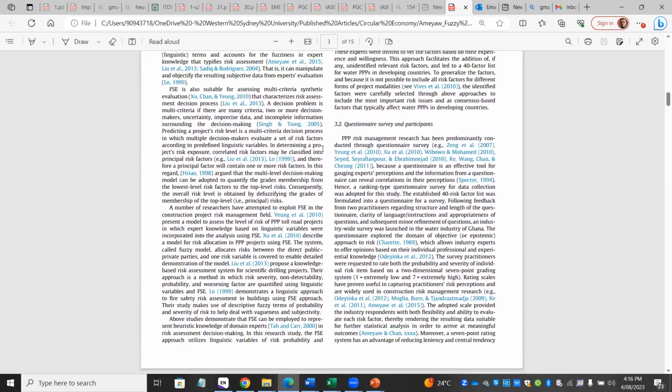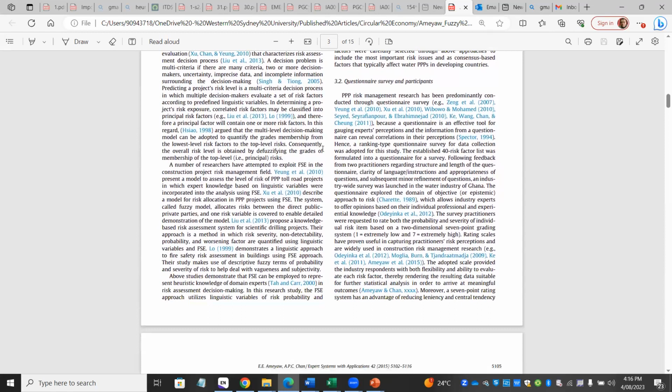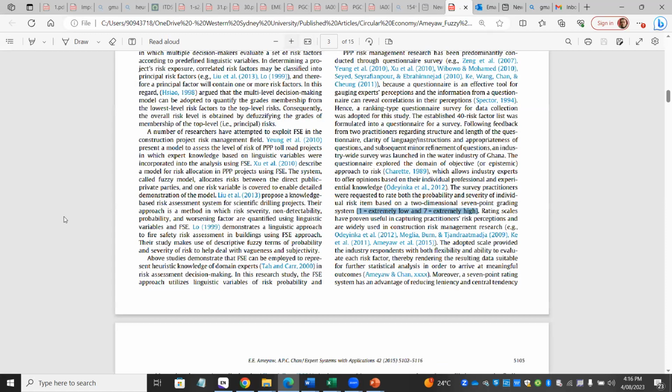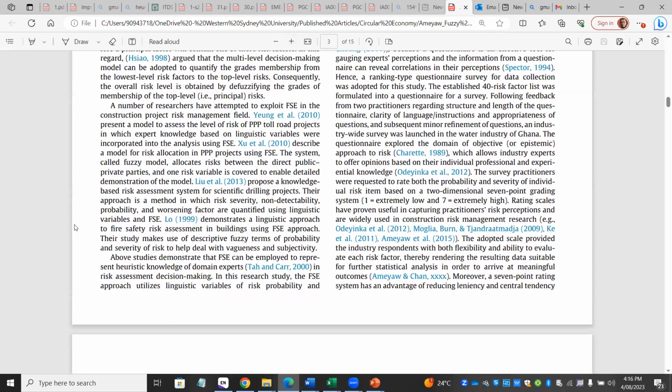Within the factors, you need to tell us the Likert scale. In this study, for example, the Likert scale that was used was a 7-point Likert scale. Grading is from 1, extremely low, to 7, extremely high. So this is how it was rated in this study.